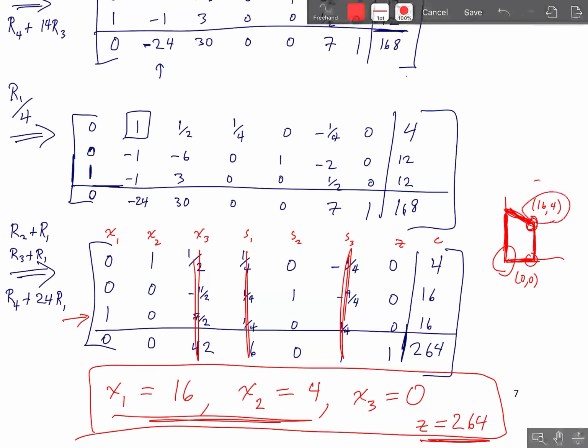So at this corner point, we would get a z value of 264. And because there are no negative indicators remaining, this procedure guarantees that 264 is the optimal value for z, and it occurs at the corner that we just found. So this is equivalent in some sense to the graphical procedure that we talked about last week.